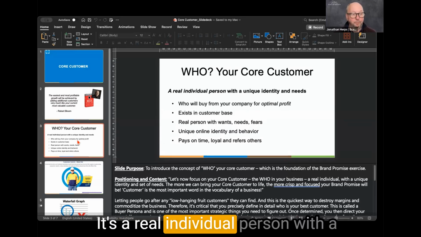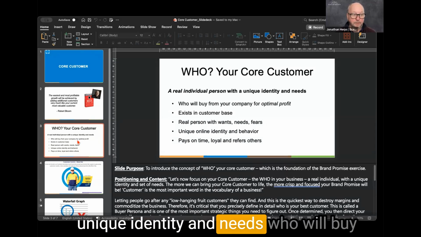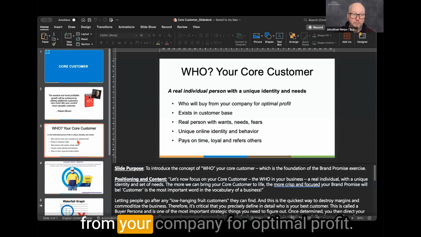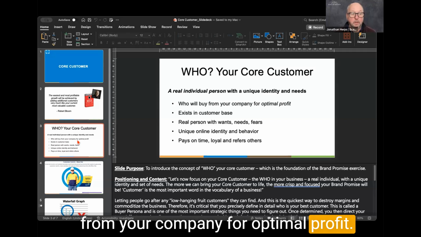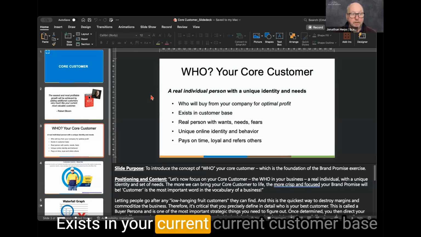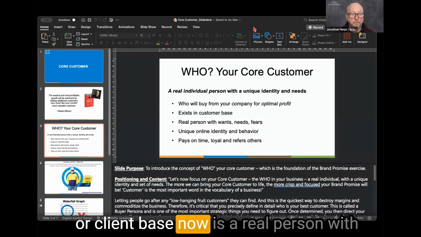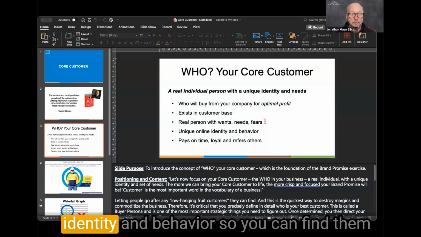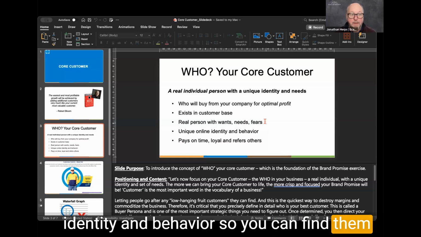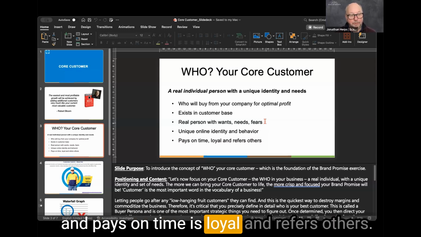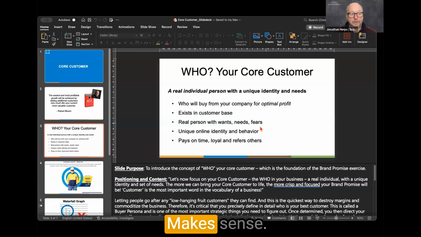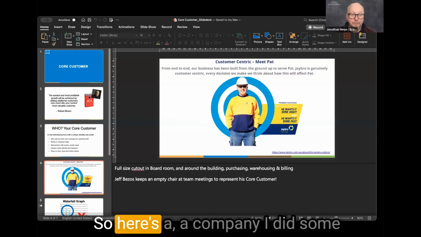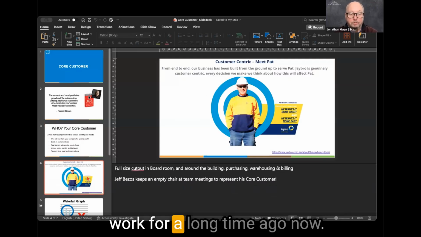It's a real individual person with a unique identity and needs who will buy from your company for optimal profit, exists in your current customer base or client base now, is a real person with wants, needs, and fears, has a unique online identity and behavior so you can find them, and pays on time, is loyal, and refers others. Makes sense.